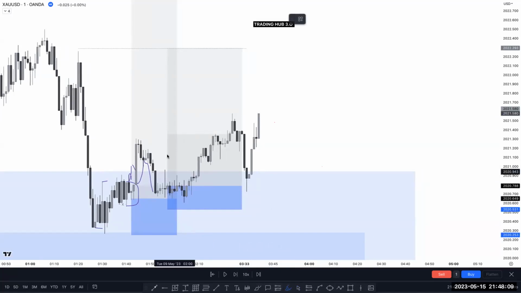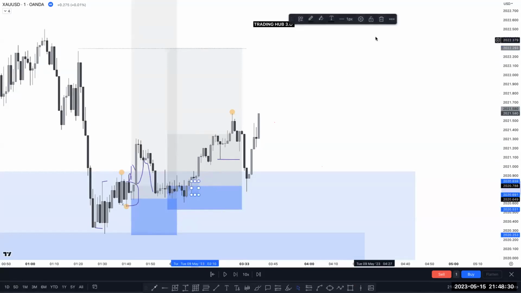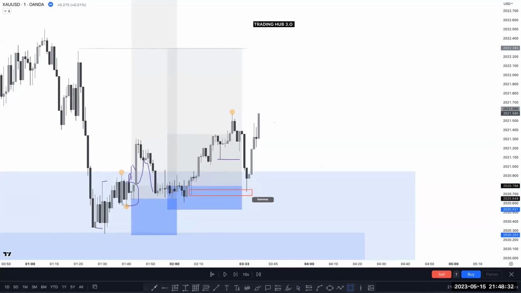First of all, you have to mark the structure again, higher high, higher low, and again where is the higher high at this point. And here another entry after taking out the inducement, where is the unmitigated order block? This one, I think, is mitigated here. Okay, this one is mitigated. So it's not clear here.